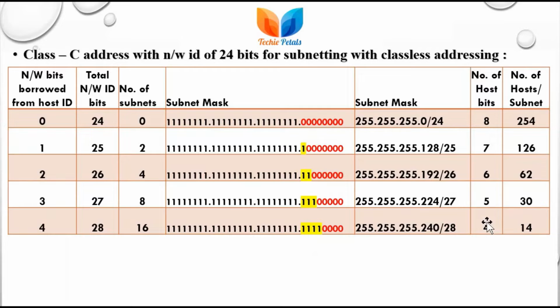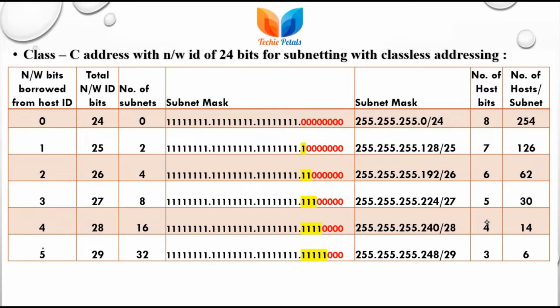Next, if we take 4 bits from the host ID, then we can have 28 network bits. The subnet mask will be 240 for the last octet, and the total number of hosts is 14. If we have 5 bits from the host ID, then the total number of subnets possible is 6. We can create 6 subnets, and the number of host bits is 3. So total network ID bits this time will be 29, 24 plus 5.